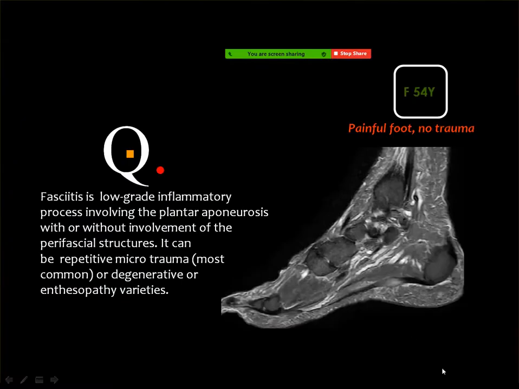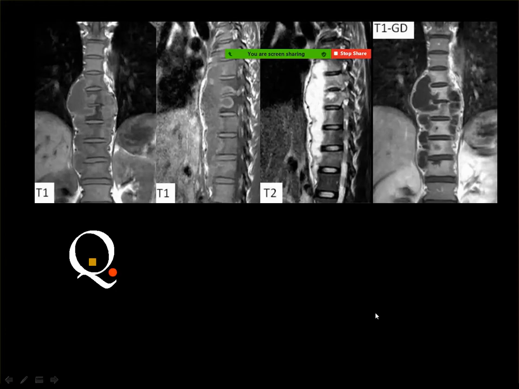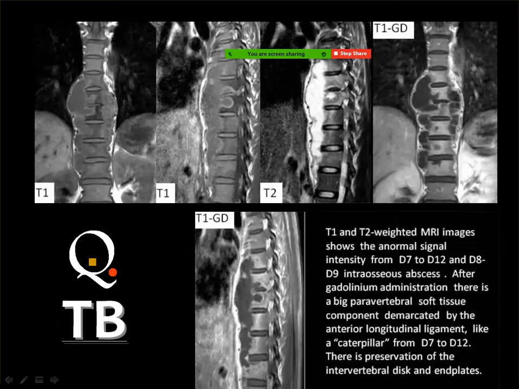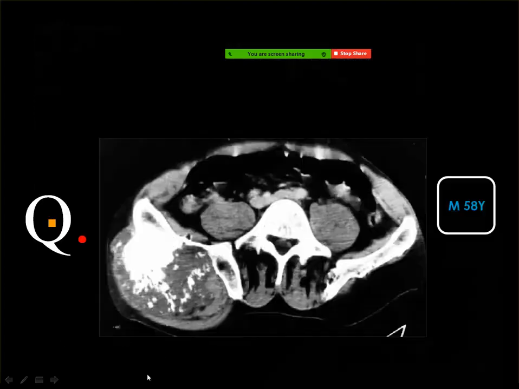Then we move to this case with a spinal lesion, an extensive spinal lesion in the dorsal spine, and this is T1, T2, and T1 post contrast. Some axial images, and this is TB of course. You remember that with TB of the spine, one of the signs is the extensive subligamentous spread, and this is a characteristic in this case.